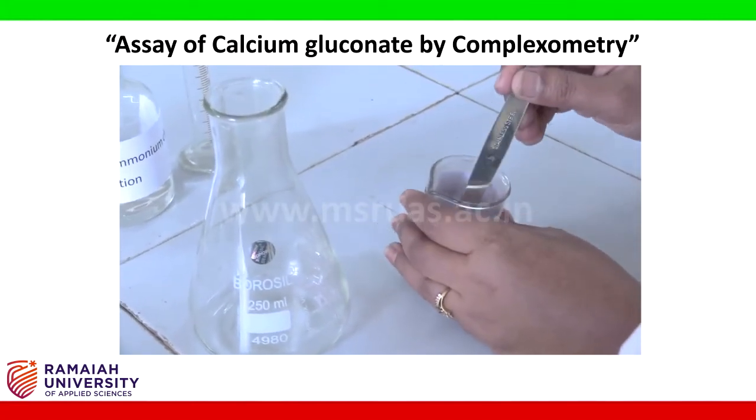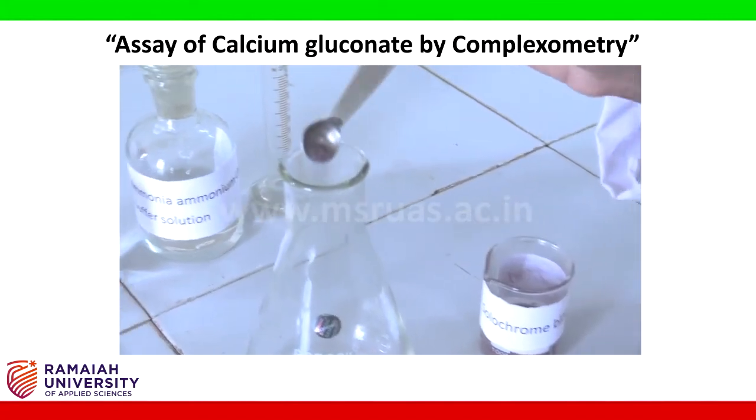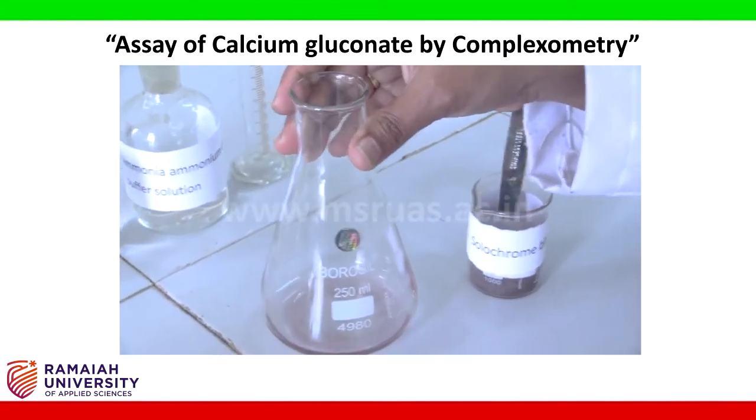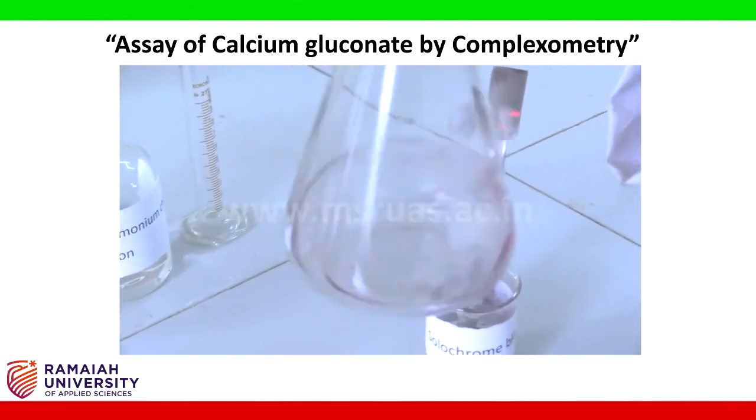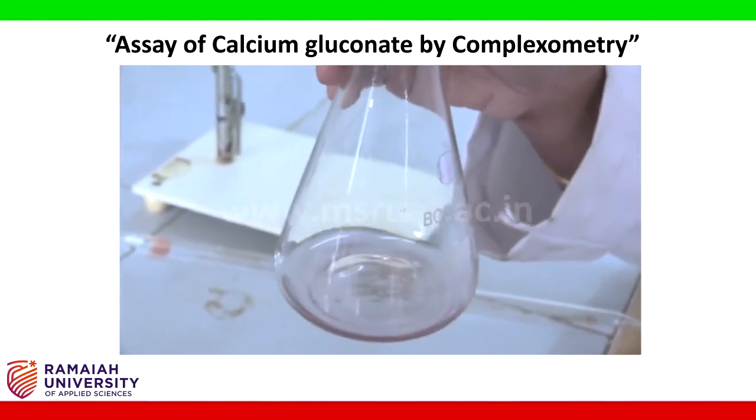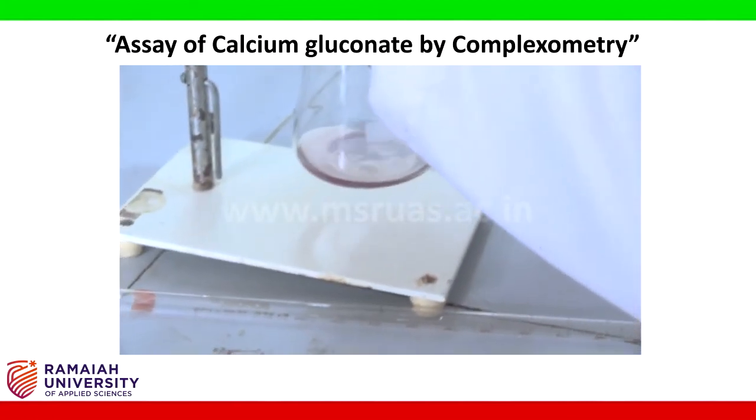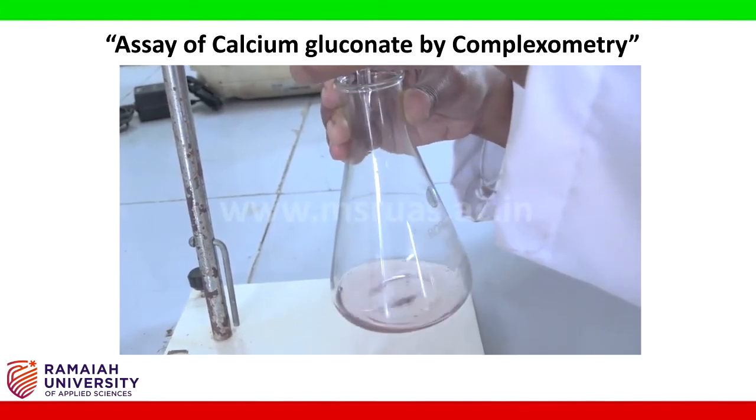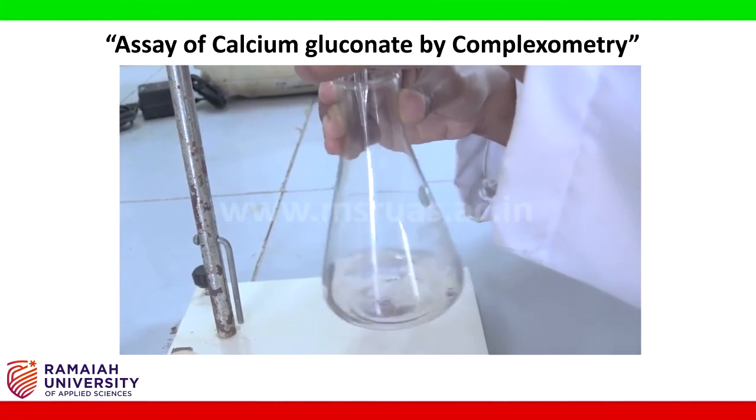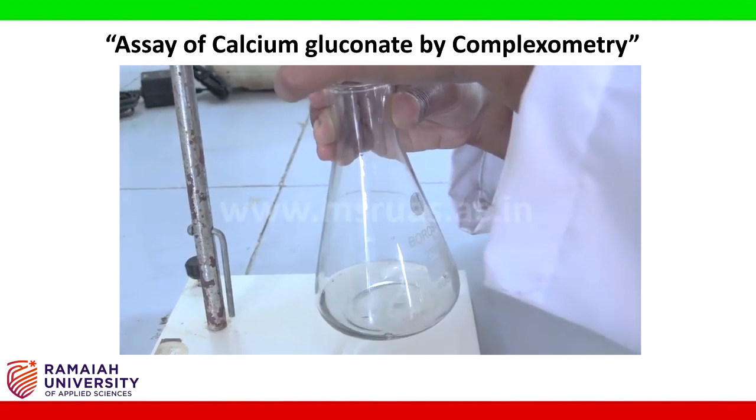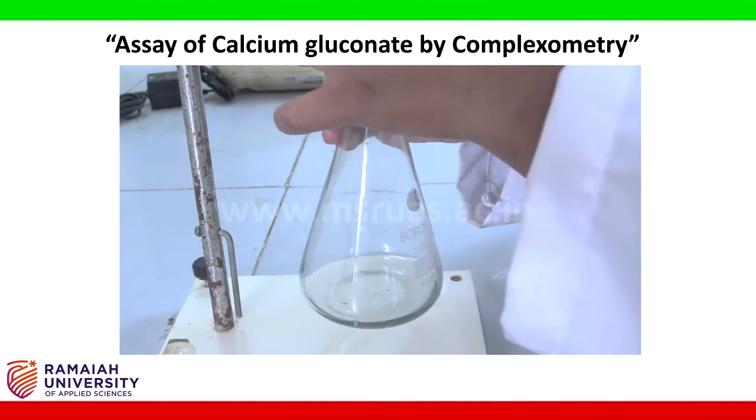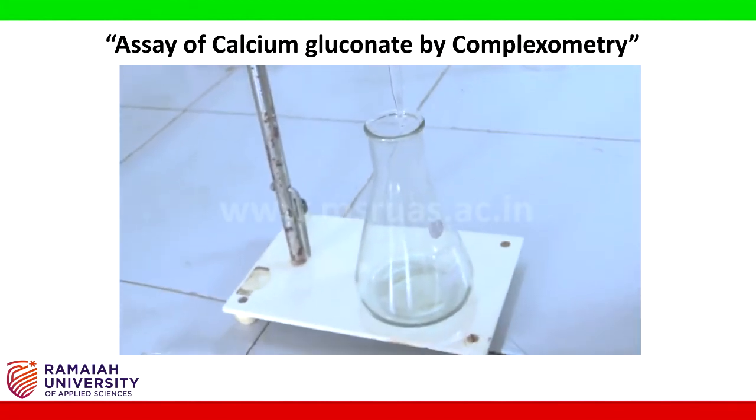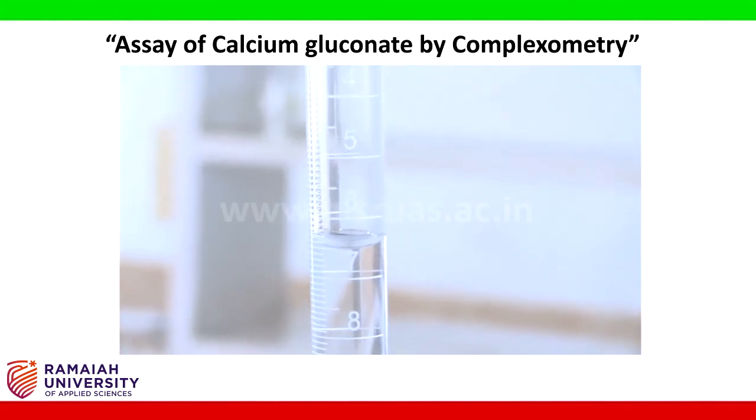To the solution, add a pinch of solochrome black T indicator. Stir the contents of the solution. The solution will appear red in color. Then titrate with 0.05 molar disodium edetate solution. The solution appears blue in color. The endpoint is the appearance of blue color. The reading obtained is 6.6 ml. This completes the experiment.